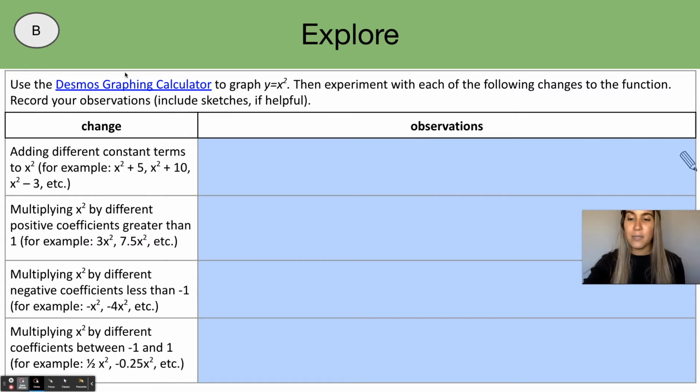It says, use the Desmos graphing calculator to graph y equals x squared. Then experiment with each of the following changes to the function, record your observations, include sketches if helpful.